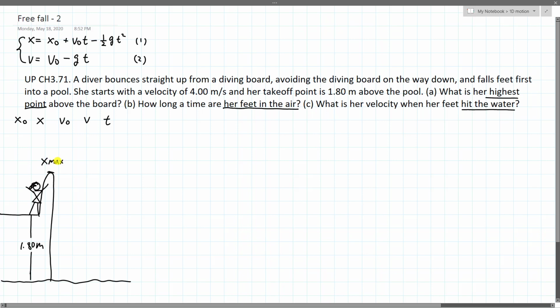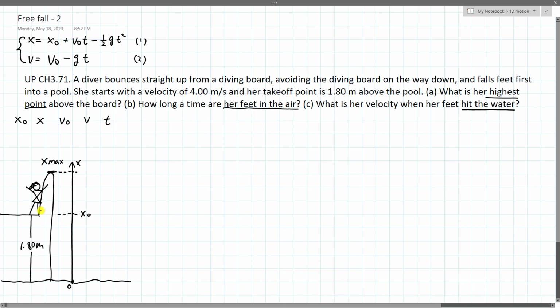And I can also set up a coordinate system because we know the 1.8 meters, and we don't really care about anything after her feet touch the water. So we can set our origin right at the water surface. So here's a 0. And I shall point the axis upward, just like this. So here's her maximum height of her feet, very bouncy board, right? This is her initial height, her feet, and final at the water level.